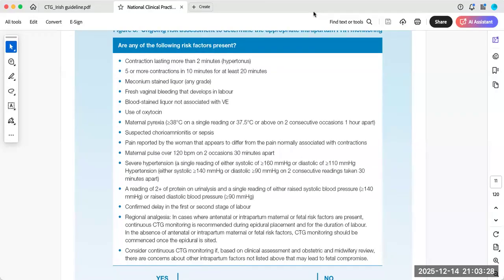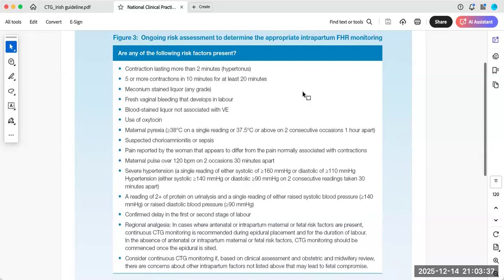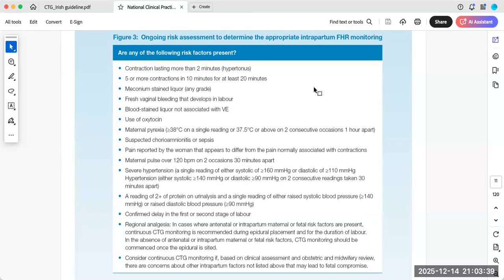So if there is any concern also while you're doing intermittent auscultation, you have to turn to a CTG until you are reassured. So this is a table of the ongoing risk assessment, and I will advise you to go through it for the single best answer questions.